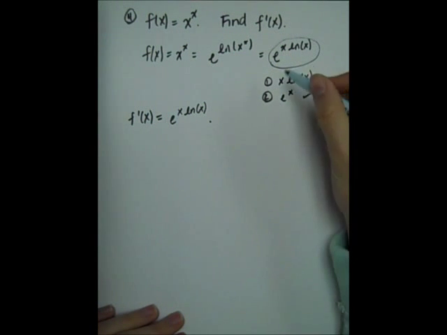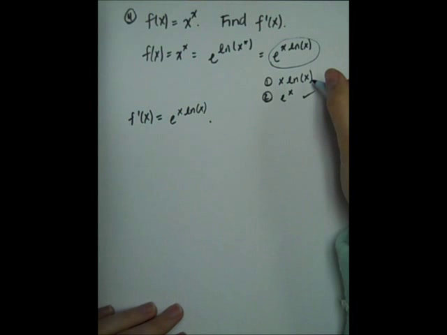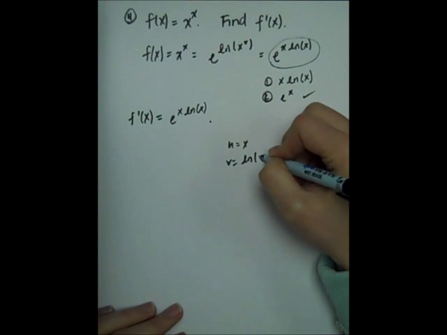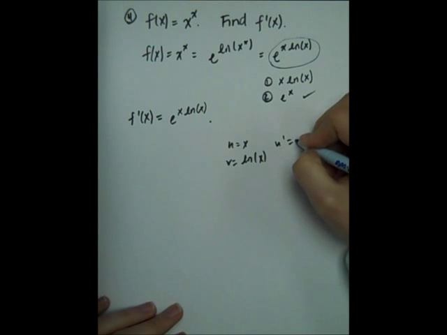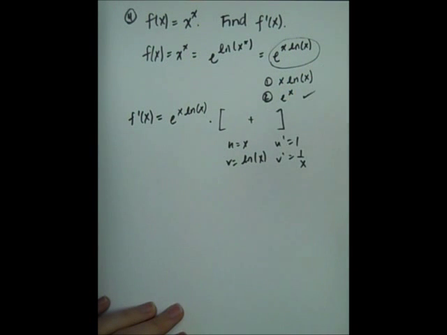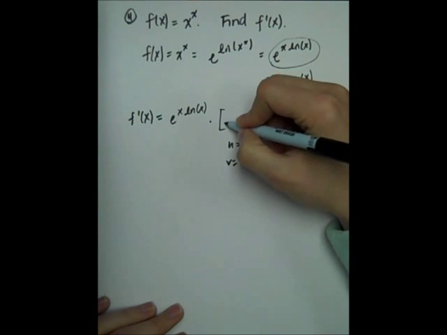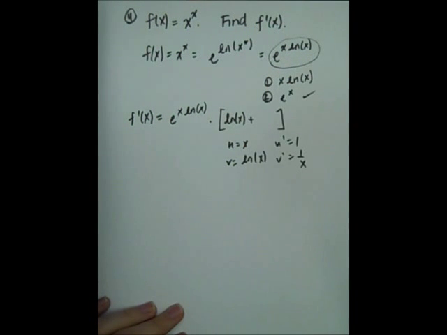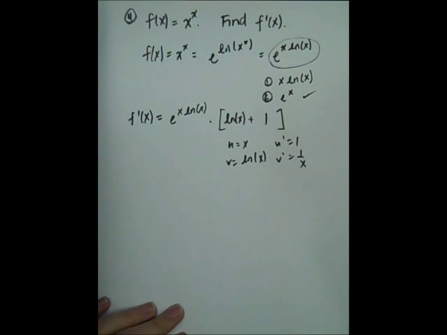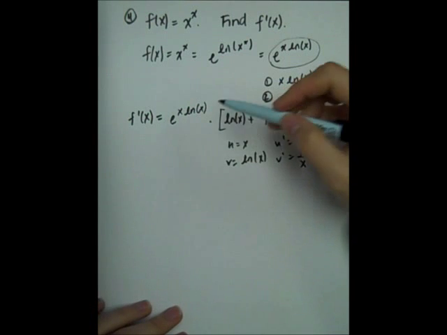Now I have to find the derivative of x times natural log of x. Well, that's a product. So I'm going to find my u, v, my u prime, and my v prime, and I'm going to plug it into my product rule. So let's see, u prime v will be natural log of x. u v prime, x times 1 over x, is just 1. So here is my derivative.